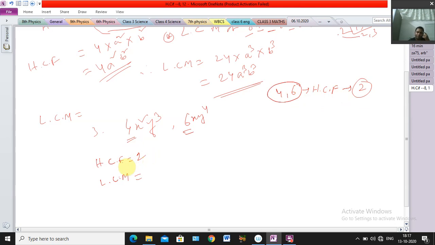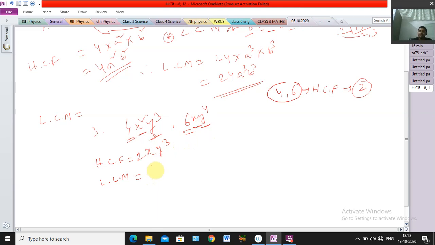Next, x square is given here, x is given here. So which one will we take? X square and x, which one will we take for HCF? X will be taken. Next, y cube is given here and y to the power 4 is given. So which one will we take for HCF? Y cube will be taken, the lowest power. Clear?